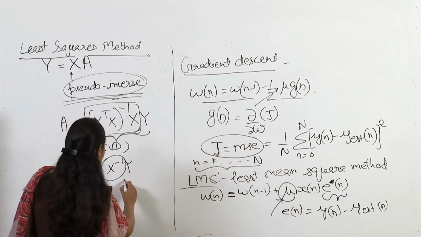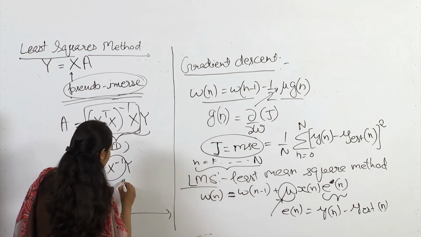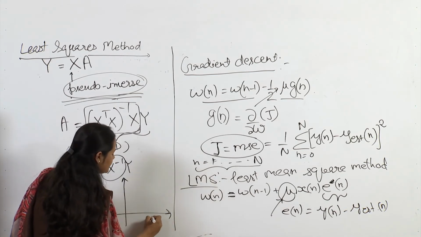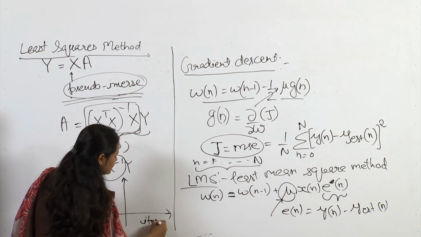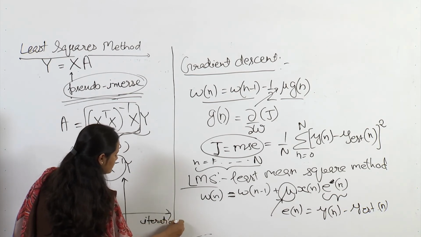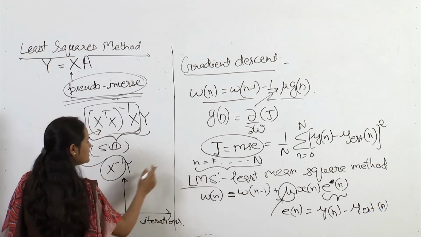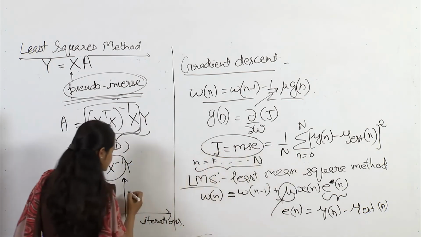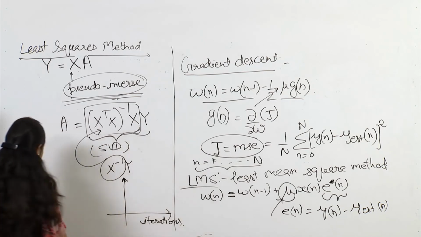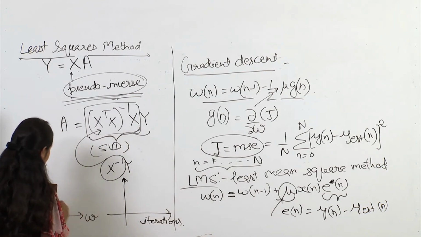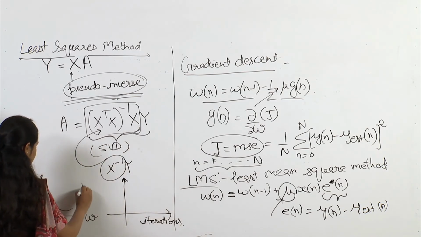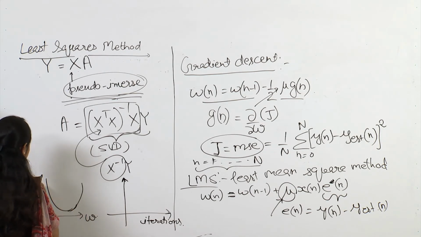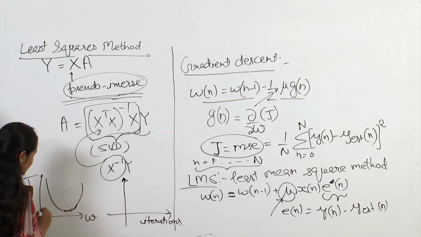So, basically if it is number of iterations. So, because it is mean square error, if we draw this with respect to W, for a particular value of W, you should be able to get this minimum value, J min.